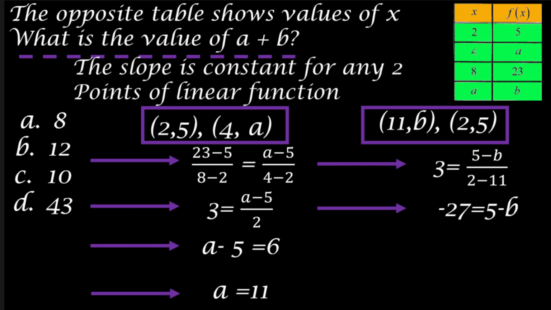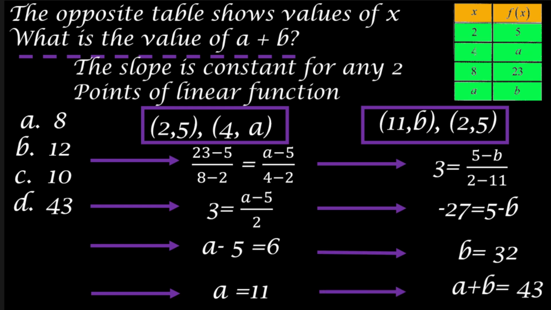So it will be negative 27 equals 5 minus b. So b equals what? Equals 32 by solving the equation. Now we can find a plus b equals 11 plus 32, which is 43. So the answer is 43.